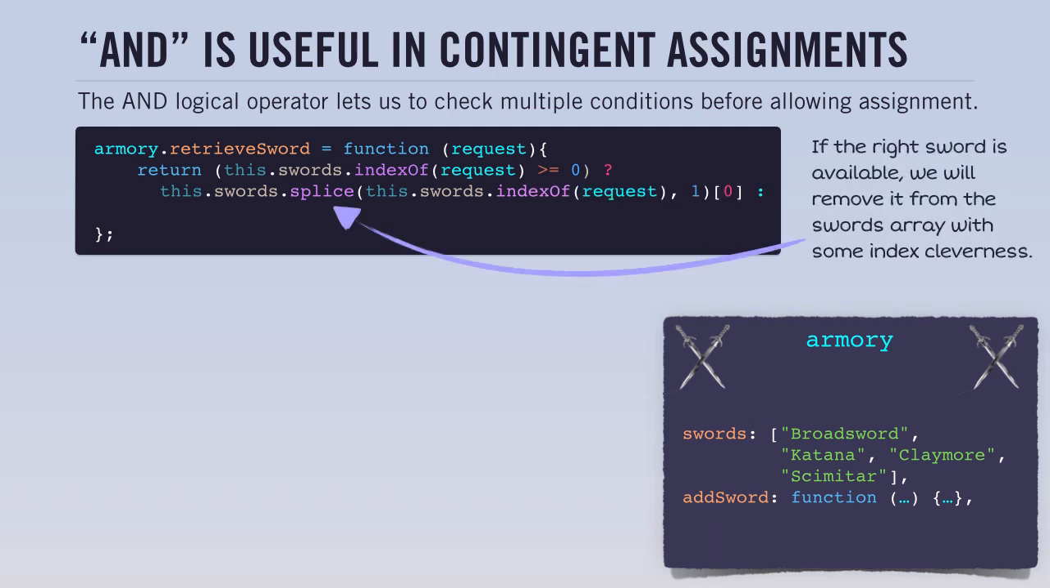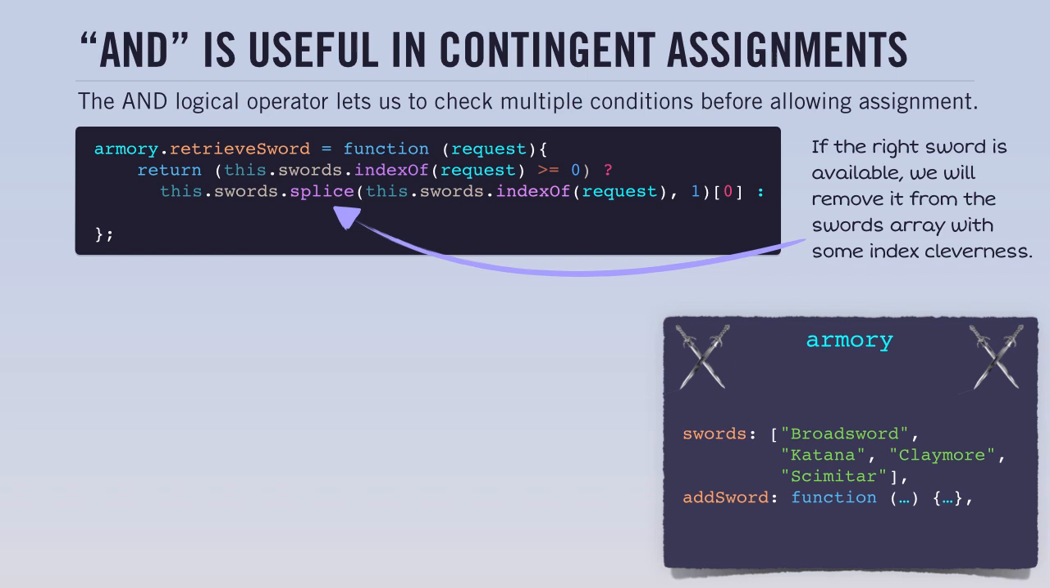Now on the left side of our ternary conditional colon, if in fact the sword does exist, we're going to use some index cleverness to remove the sword from the swords array. Let's see how we can do that. We'll use the splice method. Now that's going to remove elements anywhere inside an array by first passing in the index that you want to start at and following that with how many items you want to remove at that index.